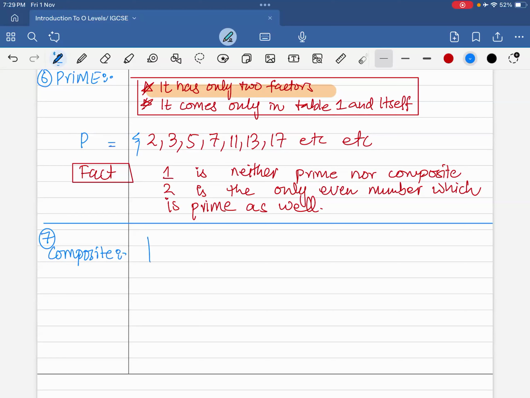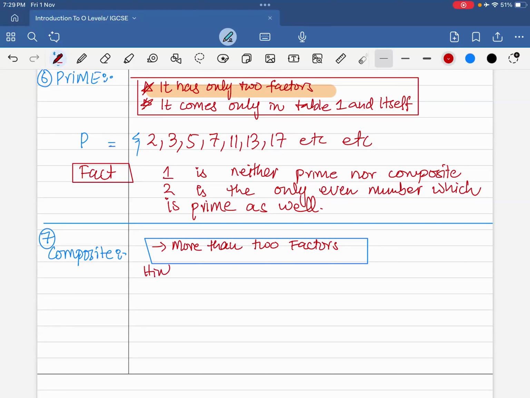Family number 7 is the composite family. And for the composite family we have to write the detail here. Composite family means it has more than two factors. These have more than two factors, beta. And you need to understand the hint: if a number is not prime, then it is definitely composite. Understood or not?